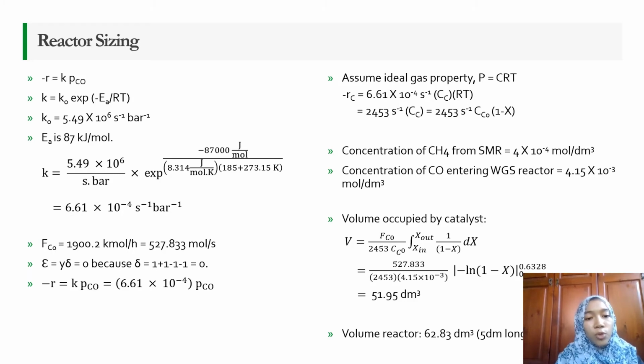And with the volume occupied by the catalyst, we should use at least 62.83 dm3 of total reactor volume, which is calculated using the formula pi r squared L, with 5 decimeter length and 2 decimeter radius. This volume will be enough to fit the required volume of catalyst and provide excess space for safety measures.